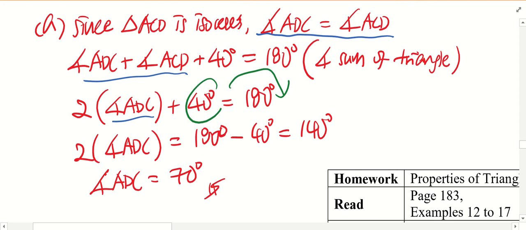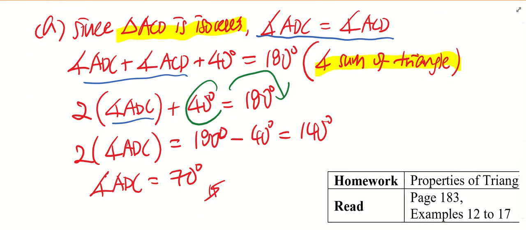Okay, quite simple. So here we're using the knowledge of isosceles triangle, and the fact that all the angles in the triangle add up to 180 degrees. We can find one of the two angles that are the same, which we know is 70.